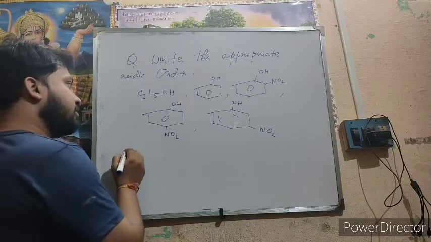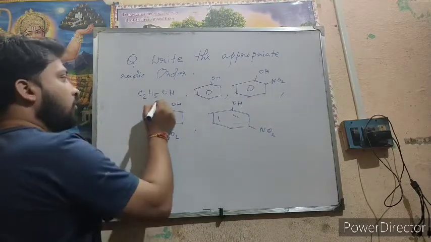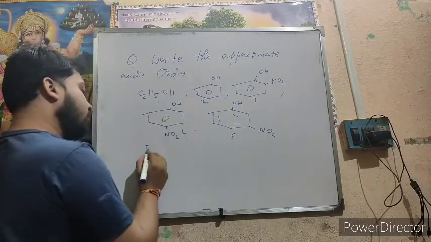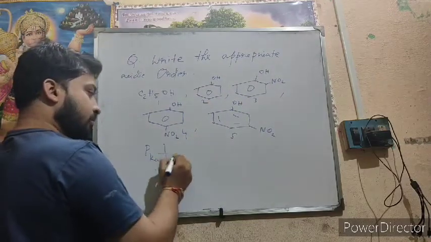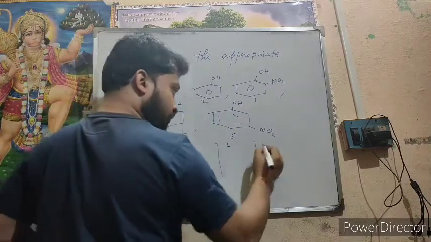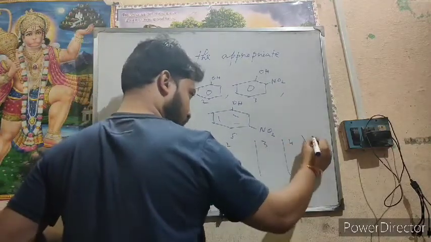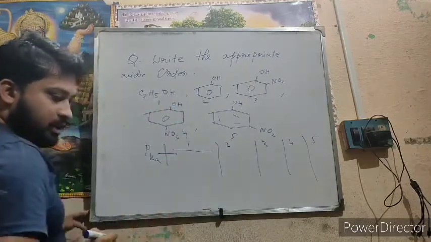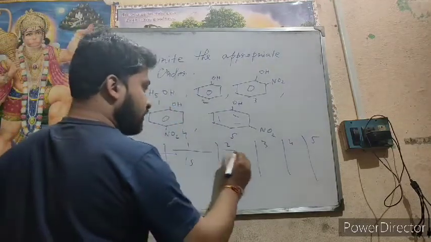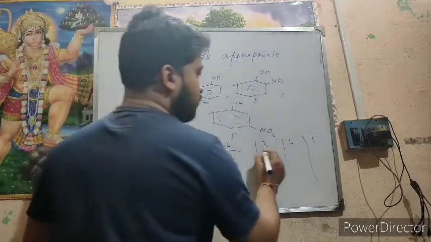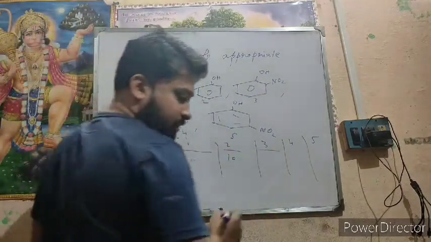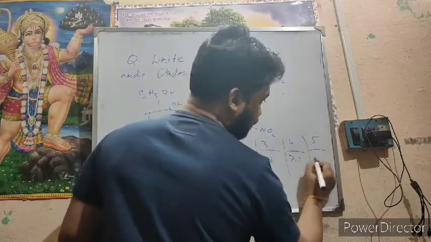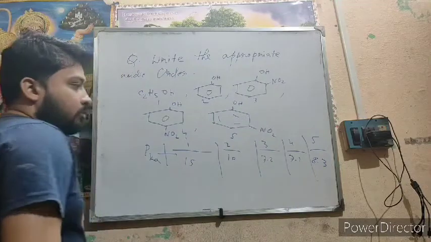I give you short tricks. I give you the values 1, 2, 3, 4, 5, the values of pKa, for five compounds. One is ethanol, so I give you the pKa value 15. This is 10. It helps you to understand. This is 7.2, this is 7.1, and this is 8.3. Those are the pKa values.